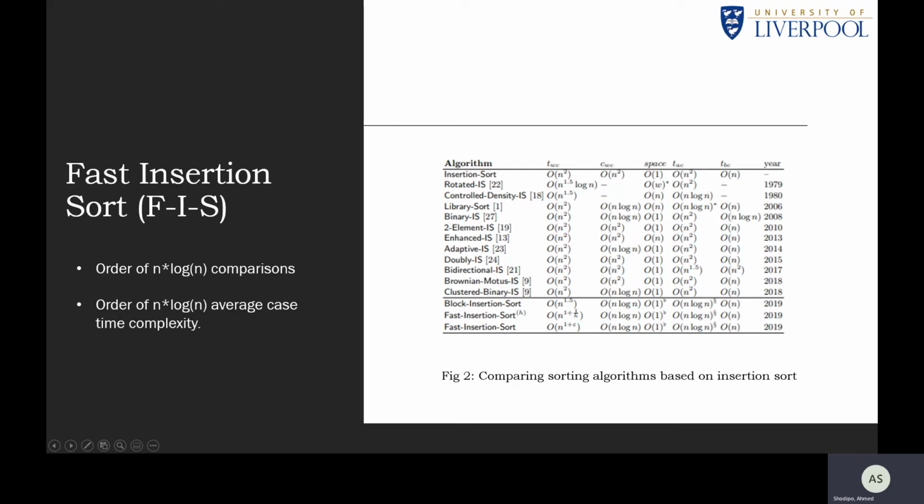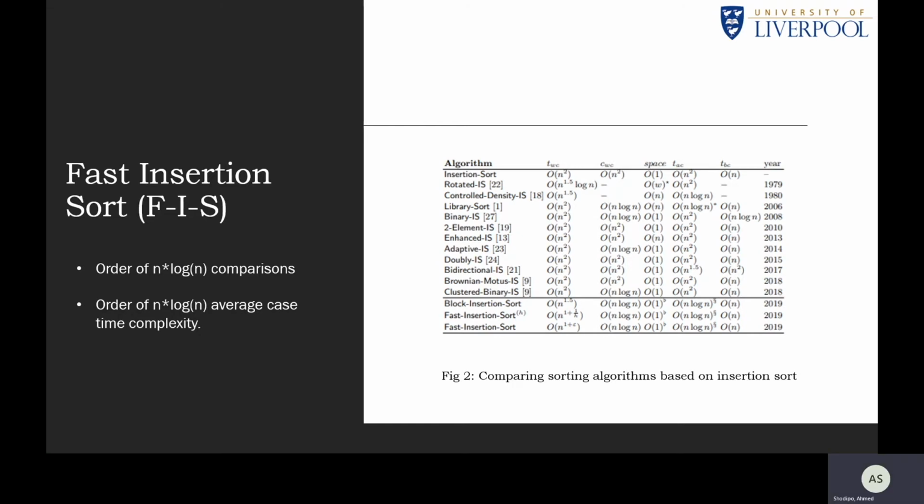compares several algorithms based on insertion sort. At the top of the list is vanilla insertion sort, which has an average case time complexity and comparisons in the order of n squared. Right below are algorithms like library sort and adaptive sort, which improve on certain metrics of insertion sort. For this presentation, however, we shall be focusing on fast insertion sort, the last three algorithms in this figure.